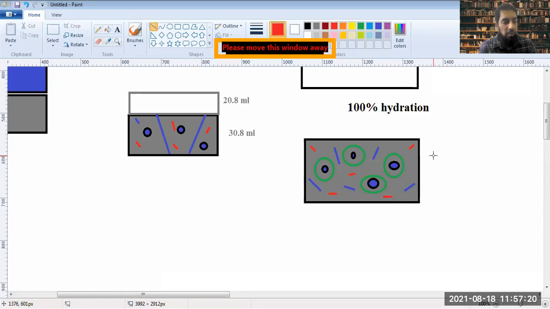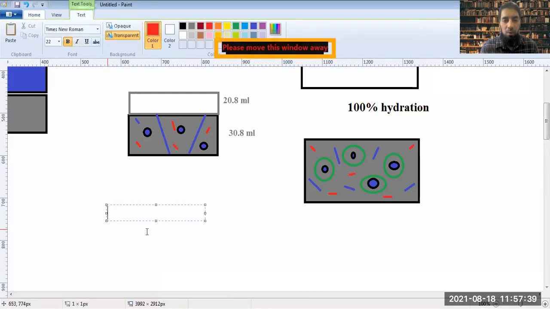Now, what is the capillary pore? A capillary pore is not filled up by any product of hydration. That you have to keep in mind. Capillaries are just like gaps in between the hydration product.